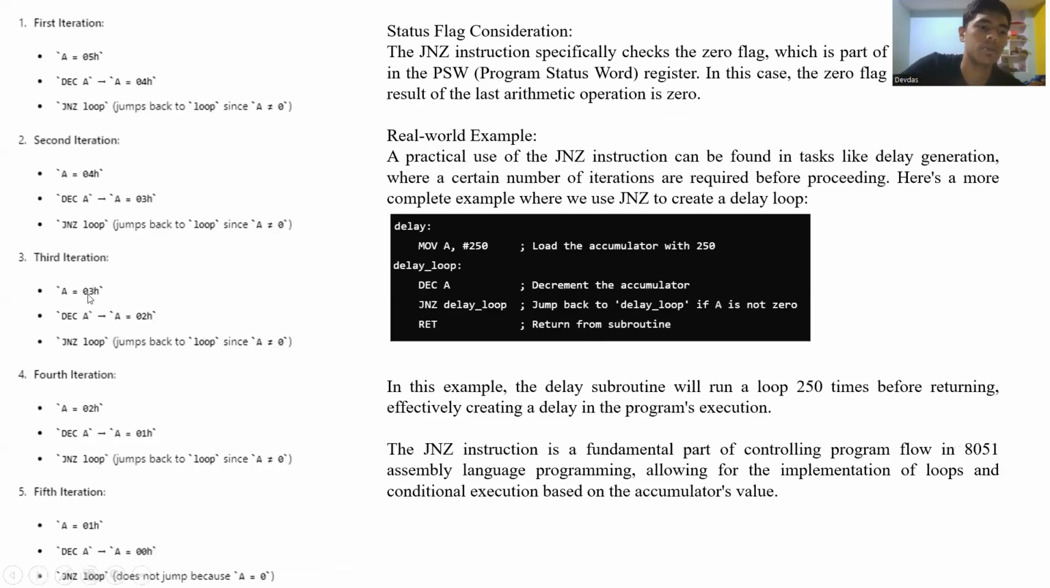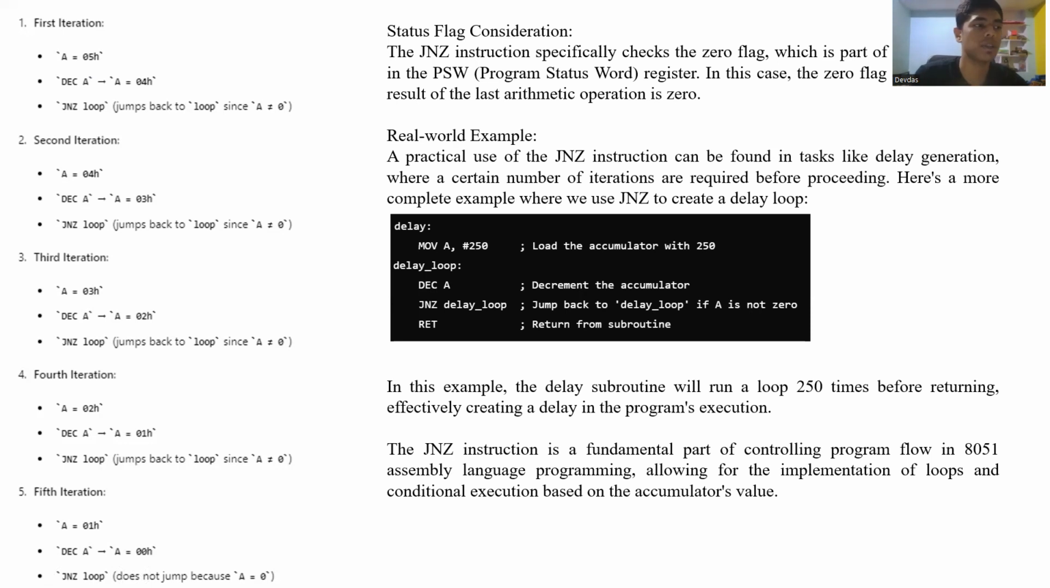See, similarly, this is for jump if not statements, as we've seen in the earlier jump if 0. So at the first iteration A is equal to 05 and it decrements to 04 hex, and hex specifies hexadecimal. So JNZ loop jumps back to loop. Since it is not equal to 0, it jumps back to loop. In this particular program, it is specified that if it is not equal to 0, then the loop should continue.